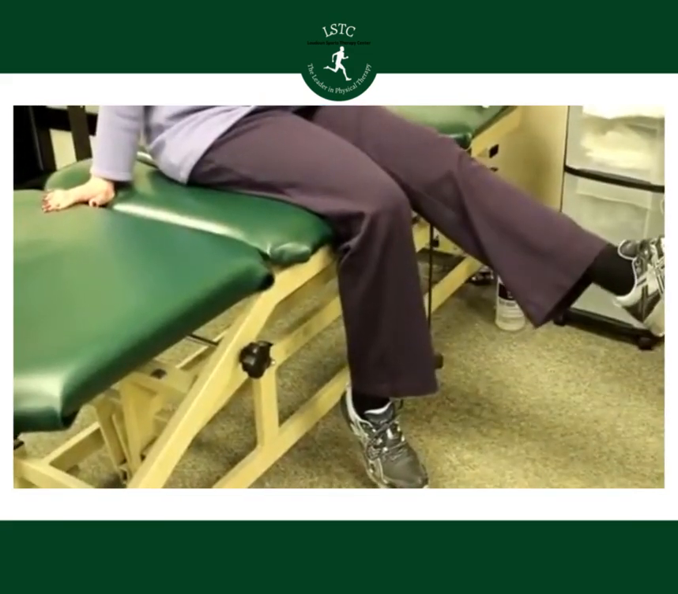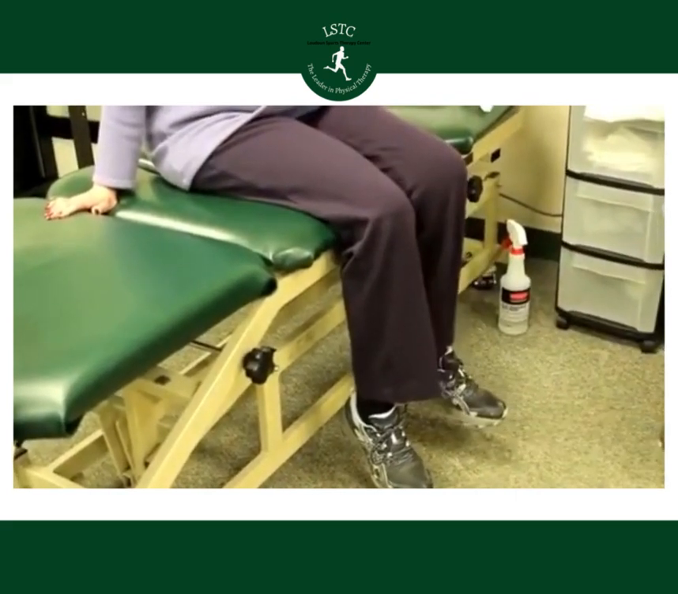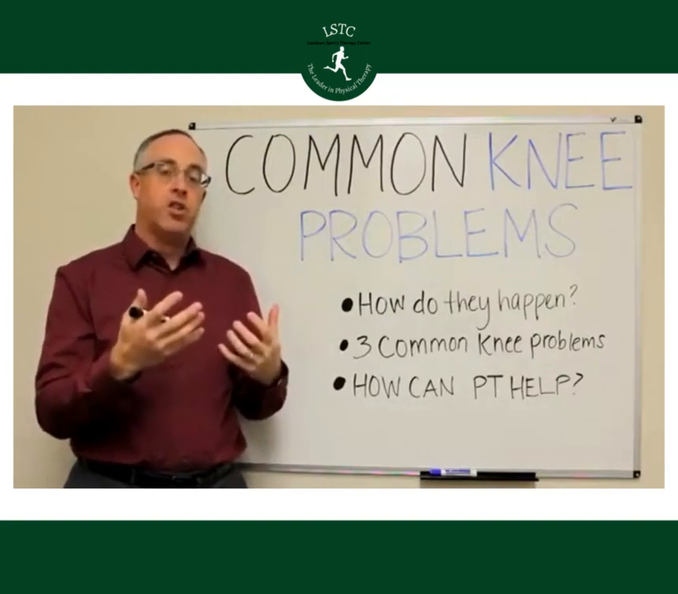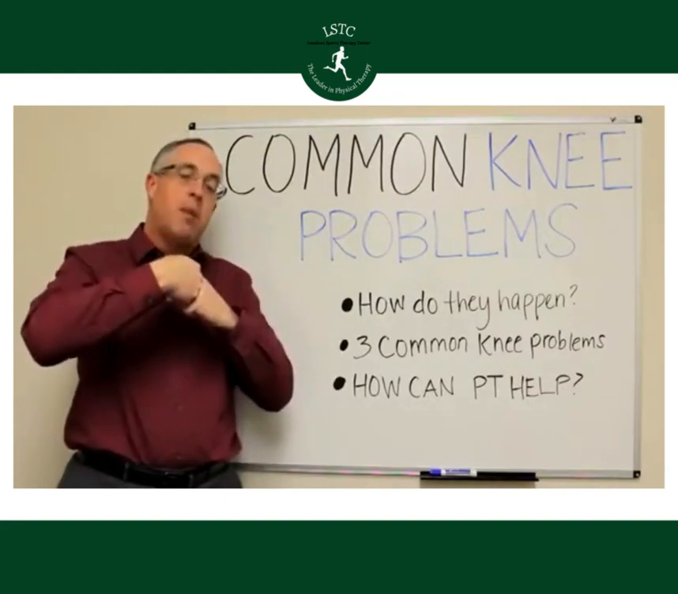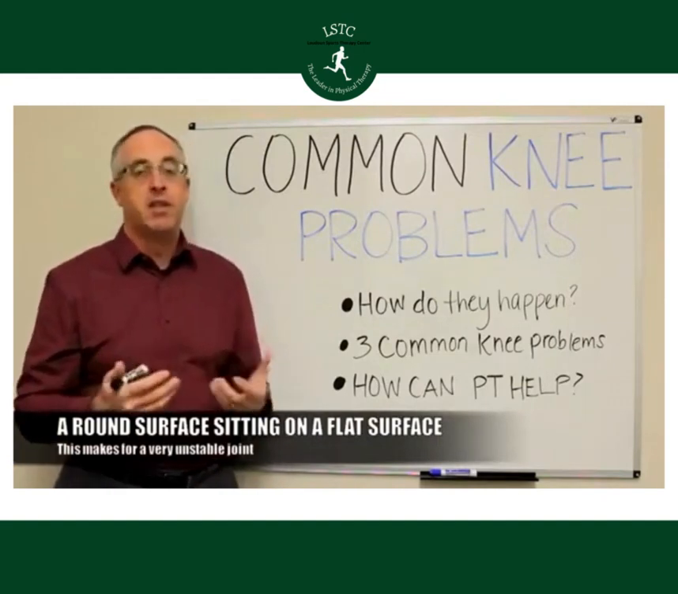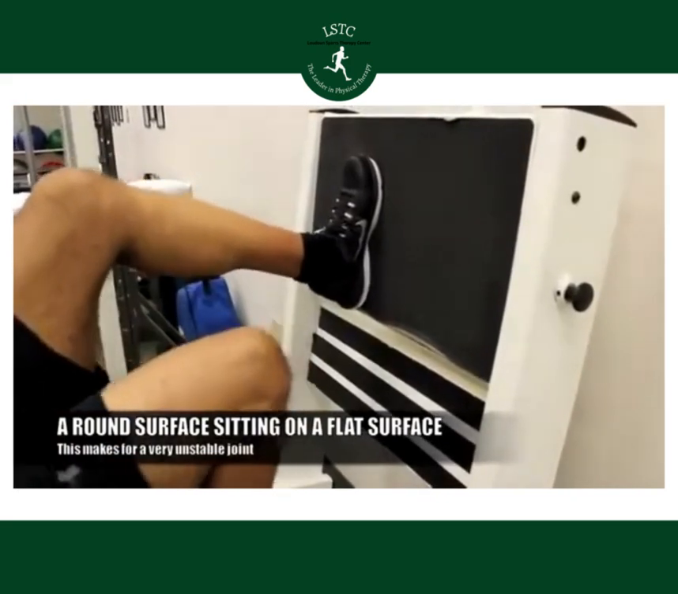But the difference between the hinge of a door and your knee joint is that there aren't two surfaces that fit into each other and interlock with each other, as in the case of a door, but in a knee they just sit on top of each other. So you have a rounded surface sitting on top of a flat surface, which makes it a very unstable joint, which is why the majority of knee problems get started in the first place.